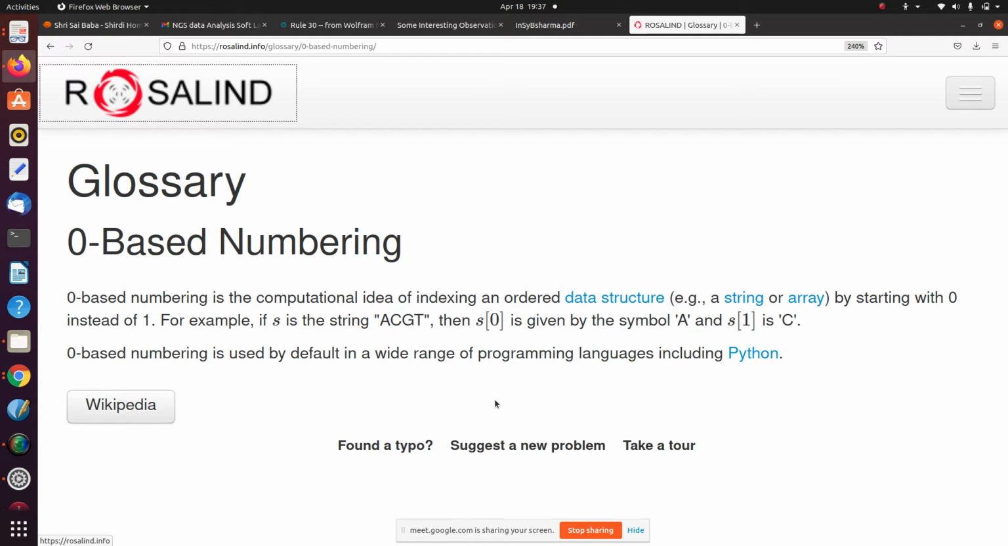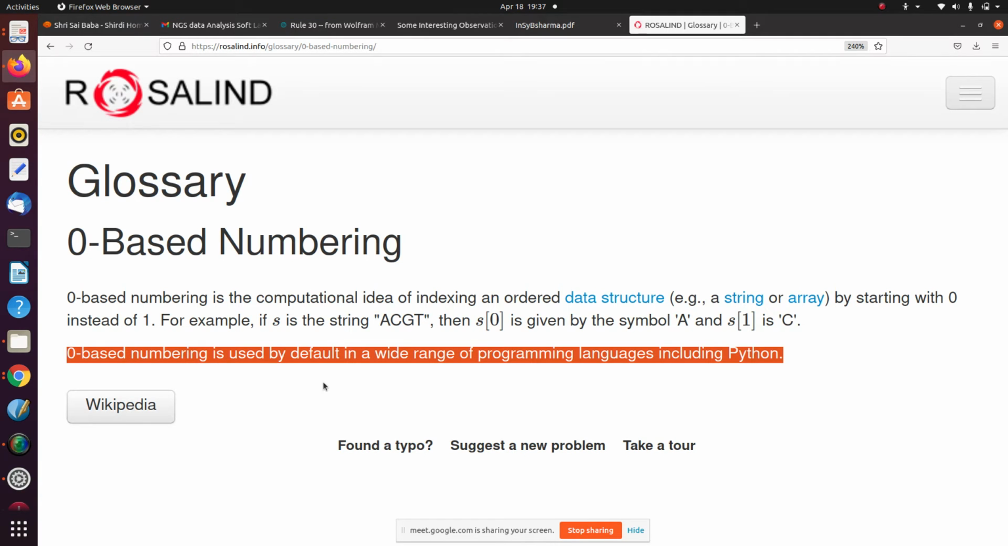For example, if S is the string ACGT, then S of 0 is given by the symbol A, S of 1 is C, S of 2 is G, S of 3 is T. So in 0 based numbering the index goes from 0 to length minus 1, right? 0 based numbering is used by default in a wide range of programming languages including Python.